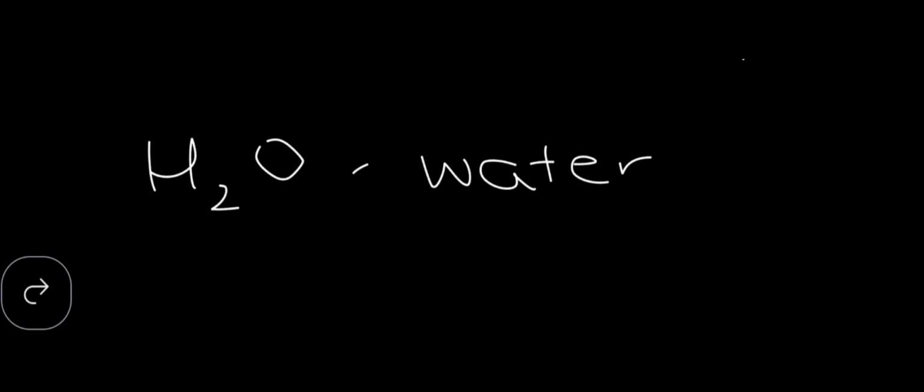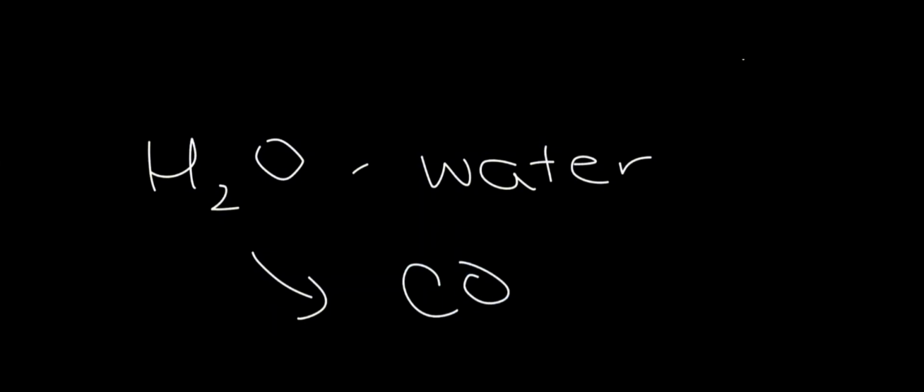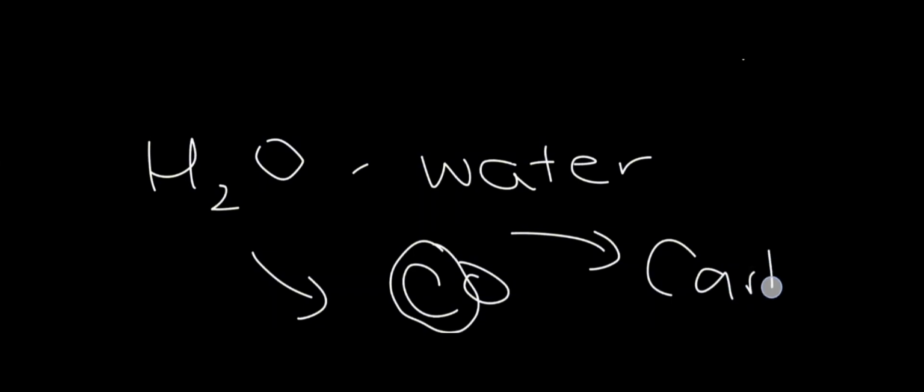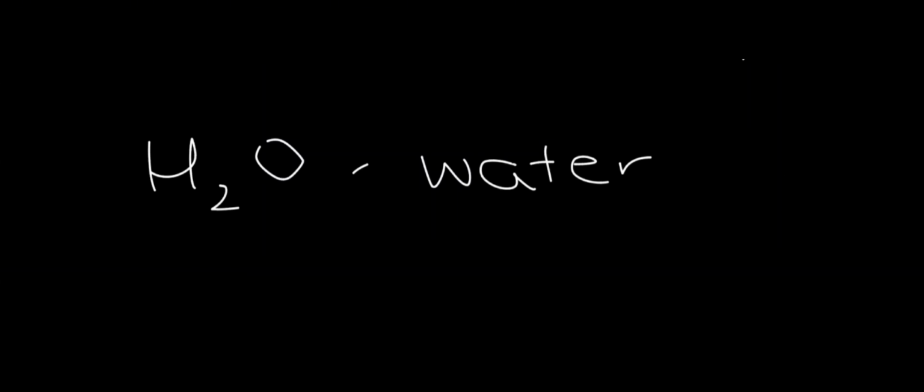Well, for the first one, if it's something like CO, we put mono if it's just one, except for the first one. So for the first one, if it's carbon, we would just put carbon. And for the second one, if it's just one oxygen or one anything, we would put mono before that root. Okay, well, back to water.